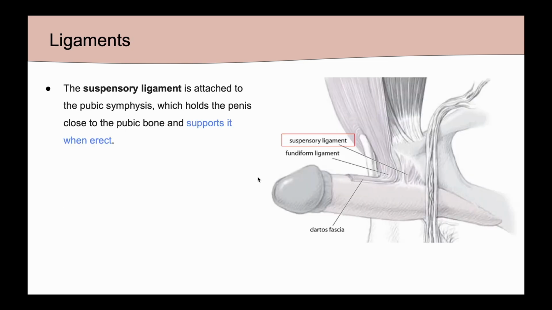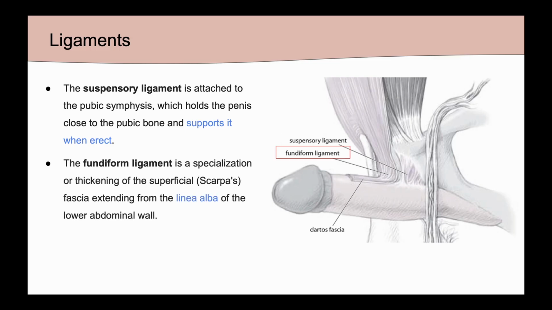When it comes to the ligaments of the penis, there is a suspensory ligament, which is attached to the pubic symphysis. This has a role in holding the penis close to the pubic bone and supporting it during erections. Superficial to this is the fundiform ligament, which is a specialization or a thickening of the Scarpa's fascia extending from the linea alba from the abdominal wall.